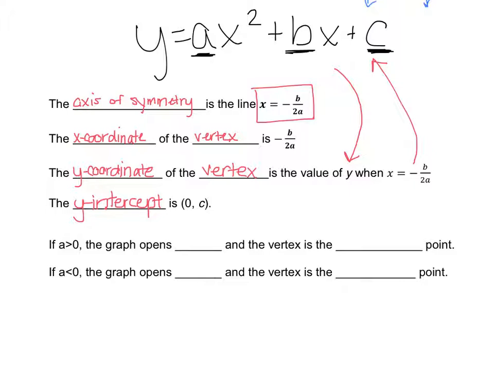But, alright, if a is greater than 0, that means it's positive. It opens which way? Up. It opens up. It's a U. And the vertex is the minimum or maximum? Minimum. It's at the bottom of the graph.